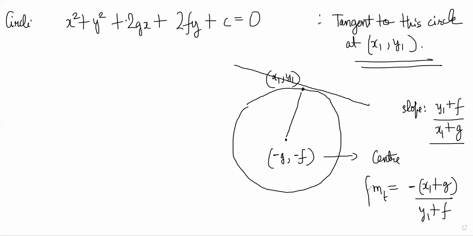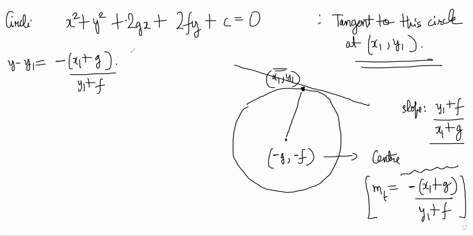Now we just know that the point is (x1, y1) and the slope is this. So in point slope form, y minus y1 is equal to negative of x1 plus g by y1 plus f, multiplied by x minus x1. We will simplify it a little bit because we'll see a pattern.